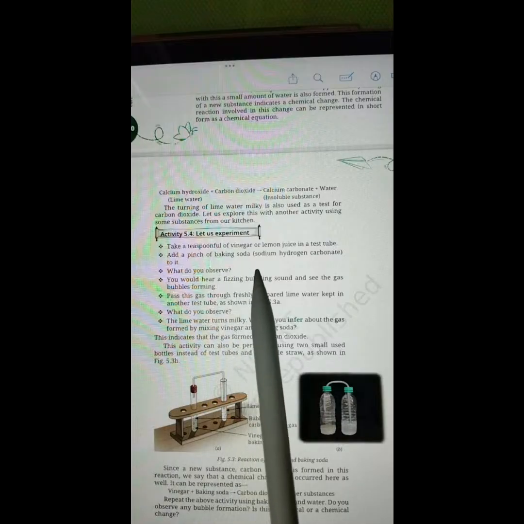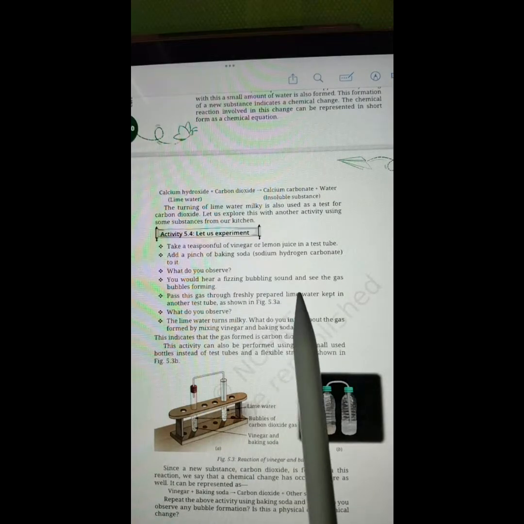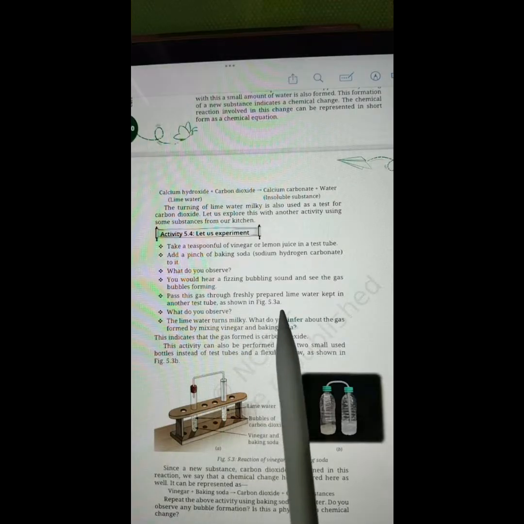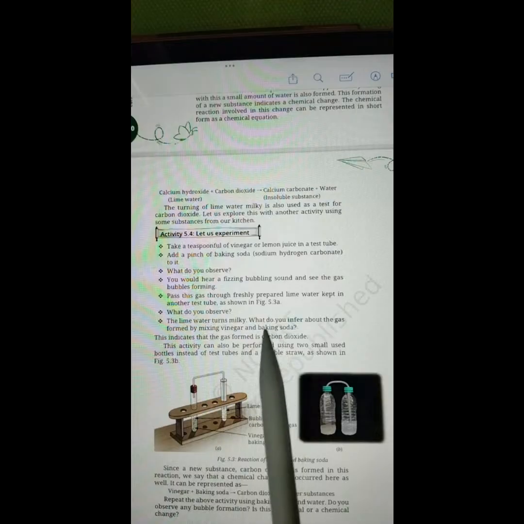Let us explore this with another activity using some substances from our kitchen. Activity 5.4. Let us experiment. Take a teaspoon of vinegar or lime juice in a test tube. Add a pinch of baking soda, sodium hydrogen carbonate, to it. What do you observe? You would hear a fizzing, bubbling sound and see the gas bubbles forming. Pass this gas through freshly prepared lime water kept in another test tube as shown in figure 5.3a.